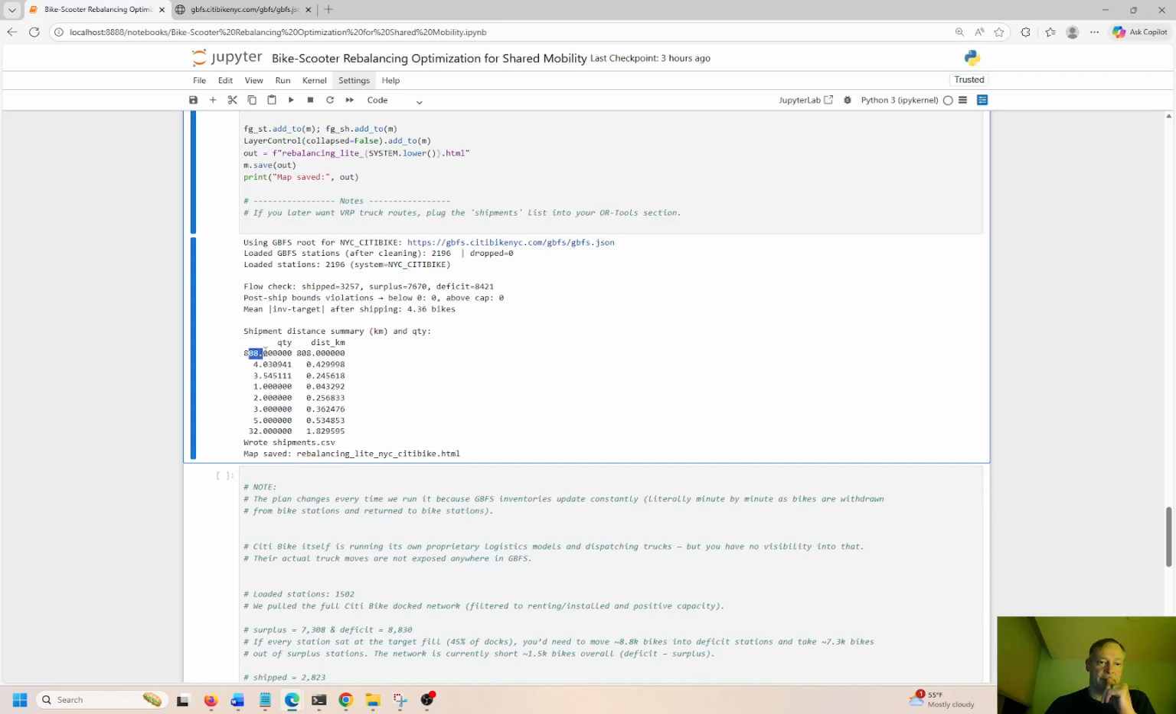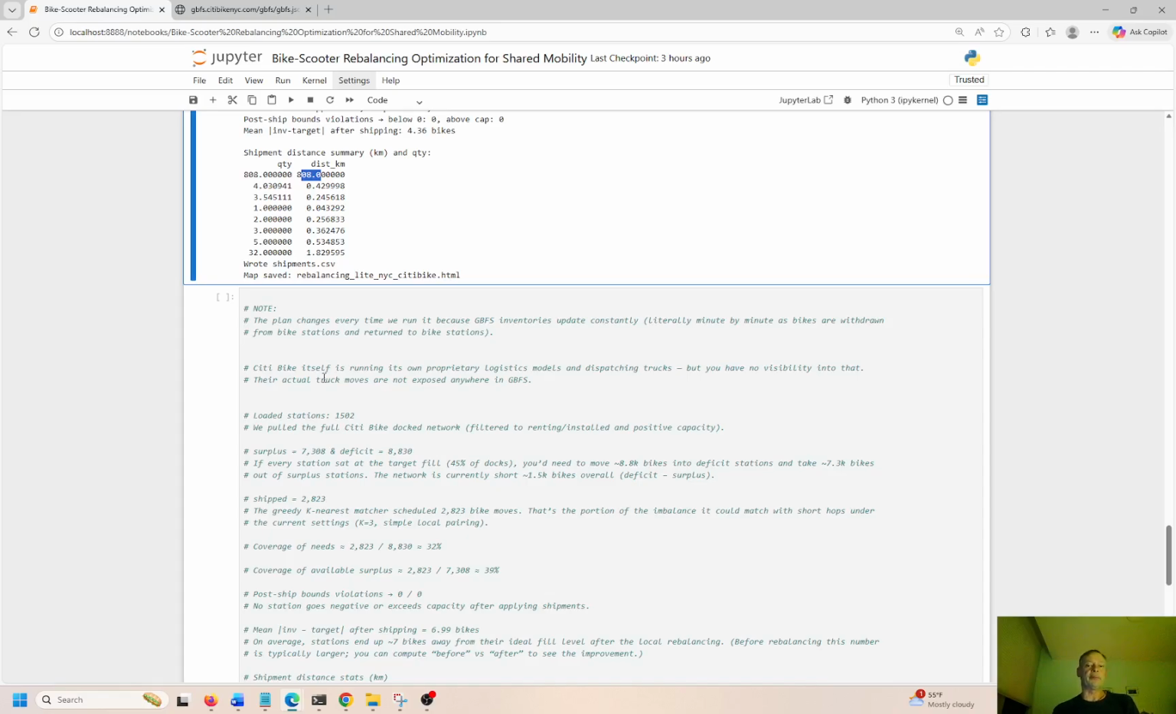Quantity was 808, and the distance in kilometers. So this is the truck driving around. That's a lot of moving around for the truck. That's why we're trying to optimize this and help the people that manage or drive this truck to do it in an optimized fashion. Again, like I said a couple of times, save time, save money, and provide a better service for the end user, which is the person that pays for the service, right, to rent the bike.